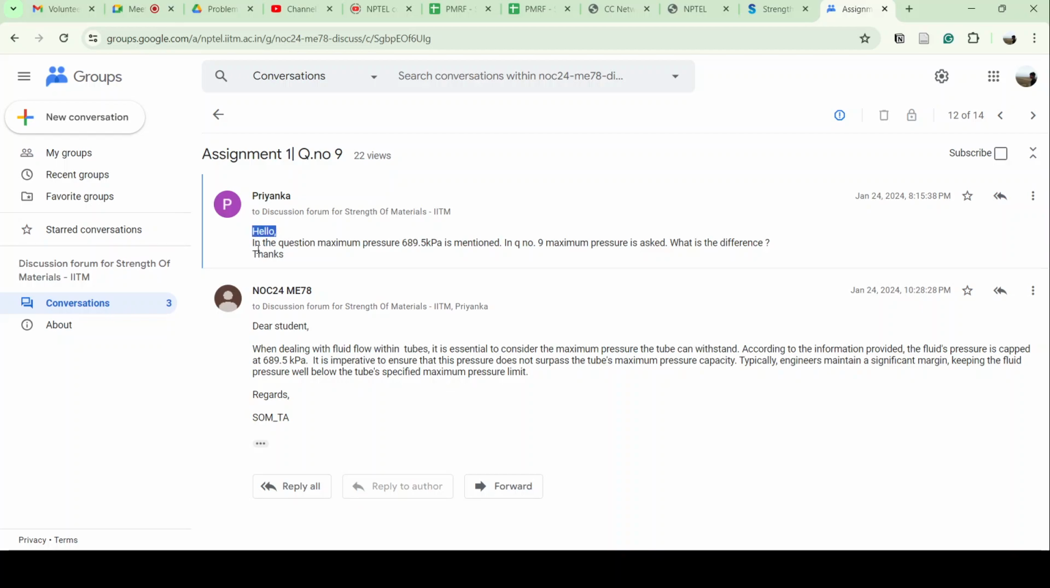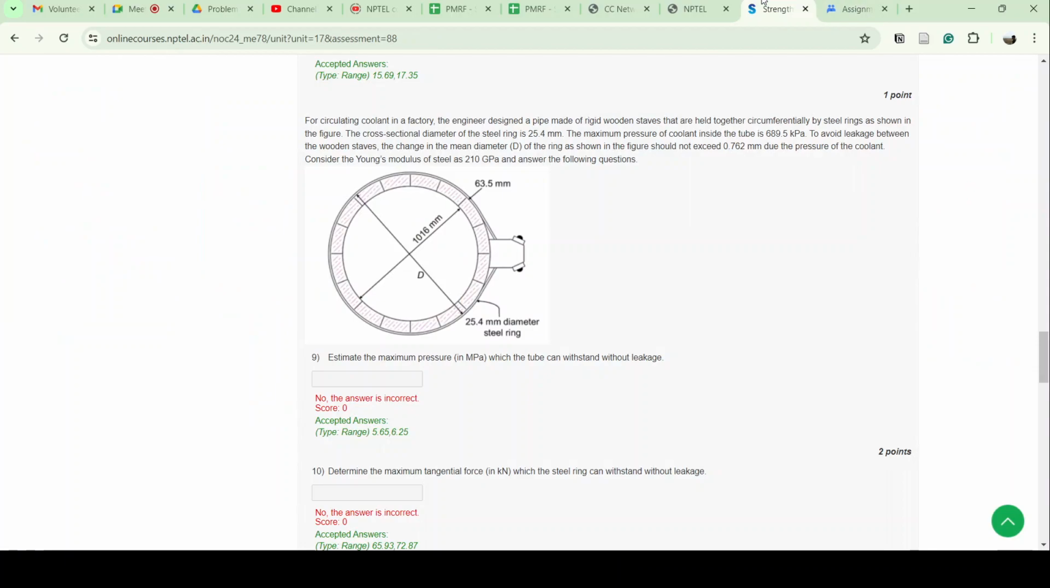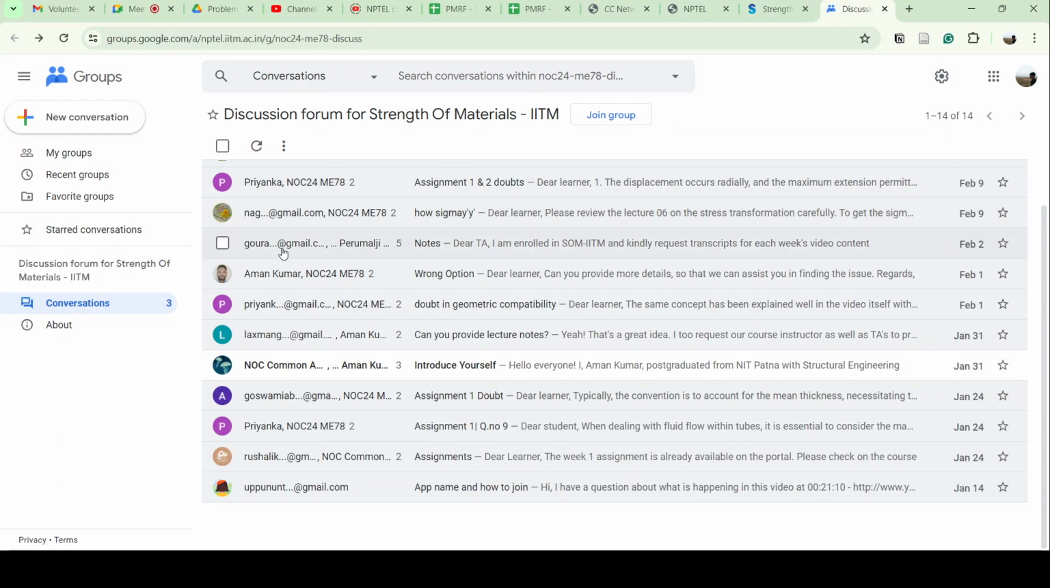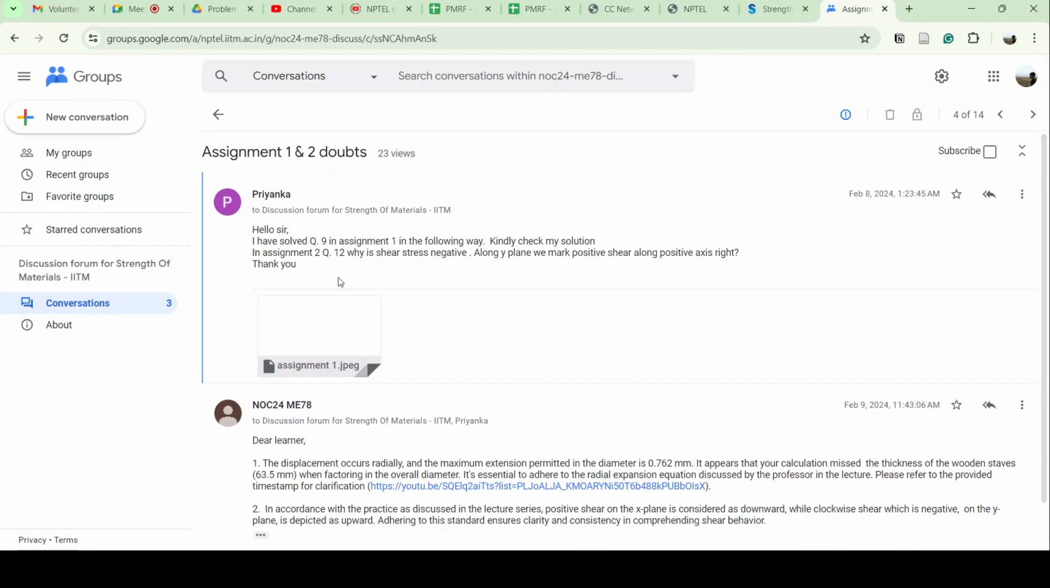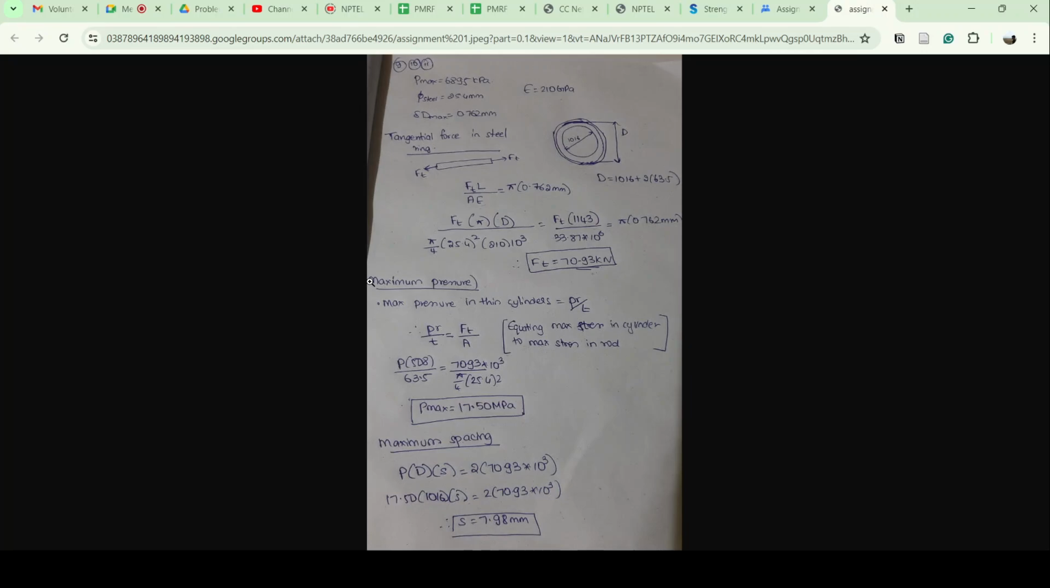So the question which you asked was about the maximum pressure. This is the question, right? Yes, sir. What is the difference? What is the maximum pressure and maximum spacing for circulating coolant in a factory? An engineer designed a pipe. Yeah, you have asked. Okay, I have solved question 9, with the attachment you have attached, right? Yes, sir.